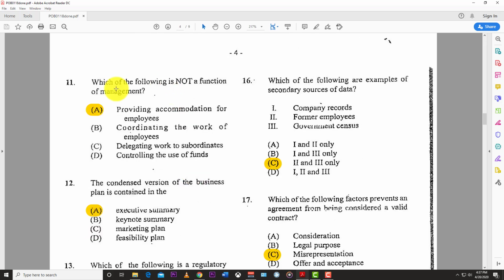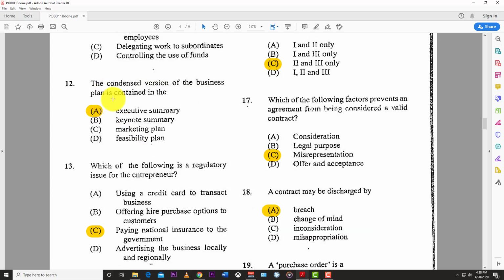Number 11, which of the following is not a function of management? And so the best answer here is A, providing accommodation for employees. That's not management's main role. You get that? That's a fringe benefit if you get accommodations. But of course, management have to coordinate the work, delegate the work, and control the funds.